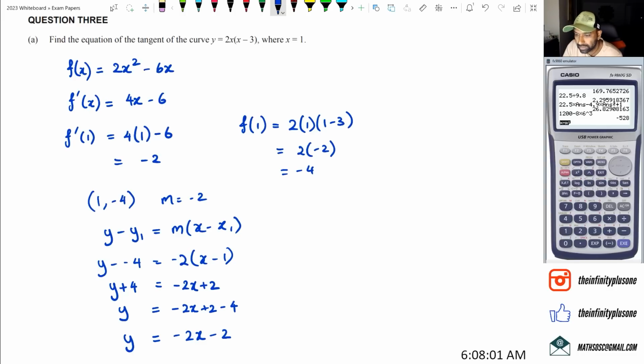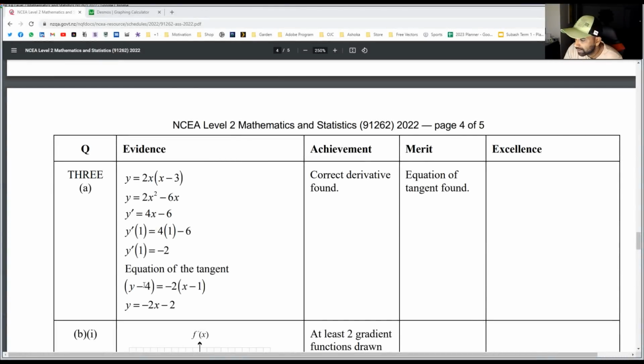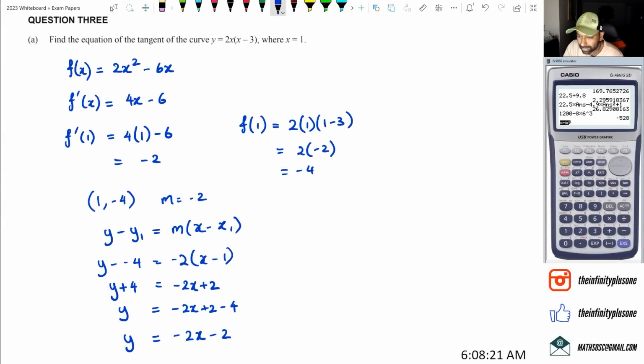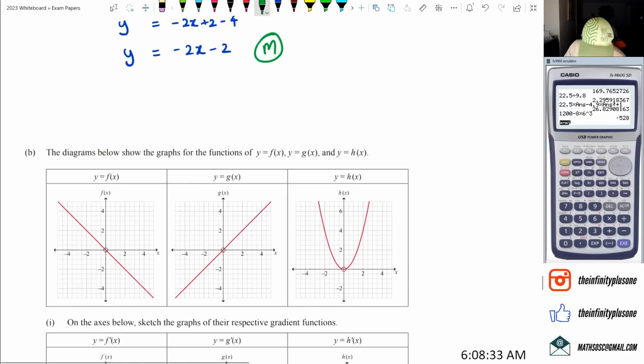All right, so the reason I got confused with this question was because I normally have the answer schedule next to me, and I noticed that this had been written as y minus 4, and it should be y plus 4 in the answer schedule. But in the end, they kind of got the answer correctly. So grades wise, equation of tangent found is going to get you a merit. Correct derivative found gets you an achieved. Let's go to the next question.